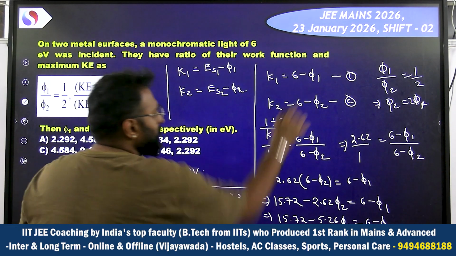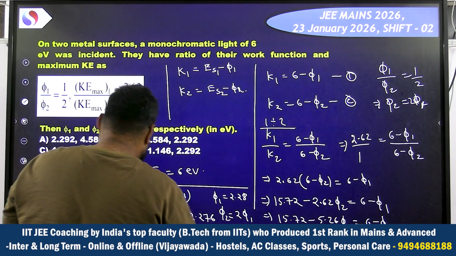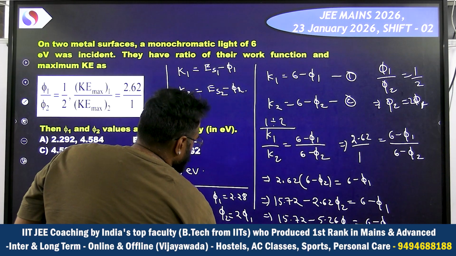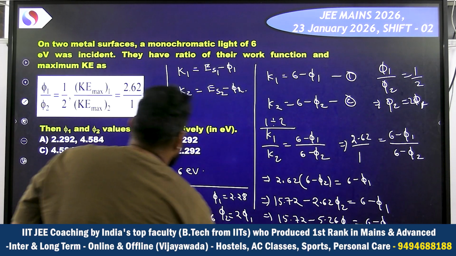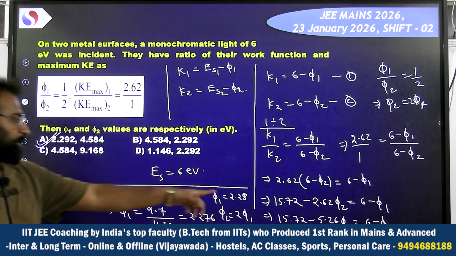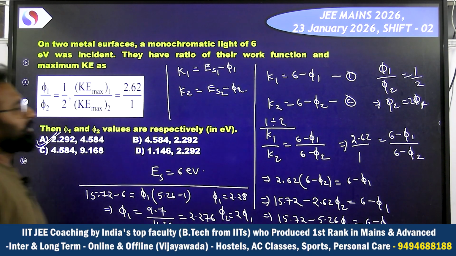Phi 2 will be 2 into phi 1, that means 4.5856 nearly. So what is the correct option? Phi 1 is 2.28. So option number A is correct. Phi 1 is 2.28 and phi 2 is 4.56. Option number A is correct.